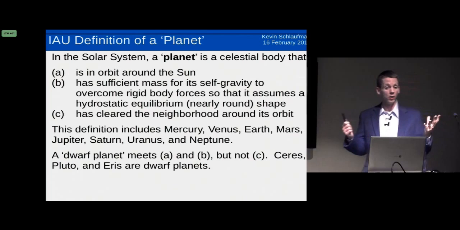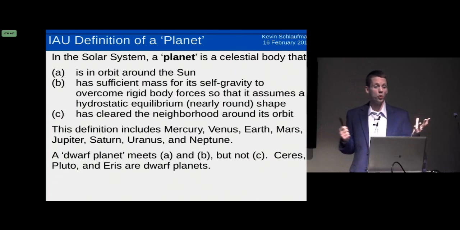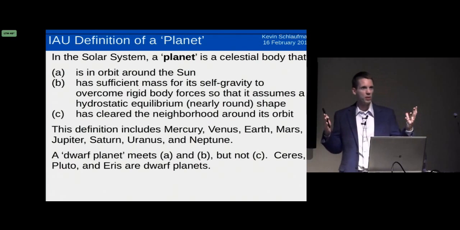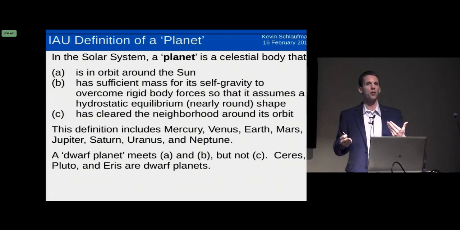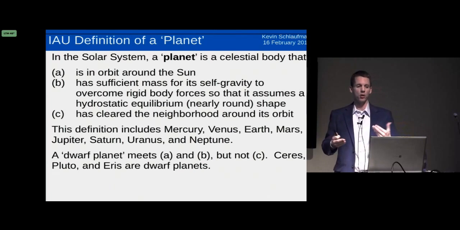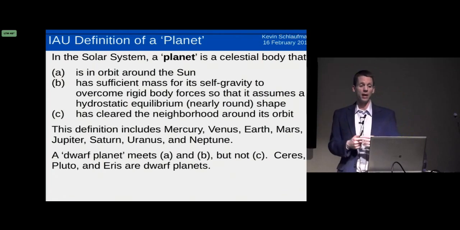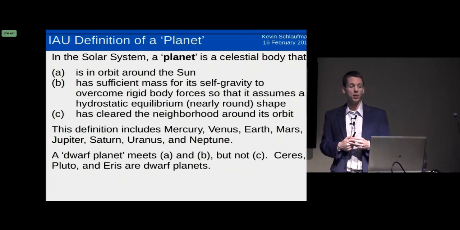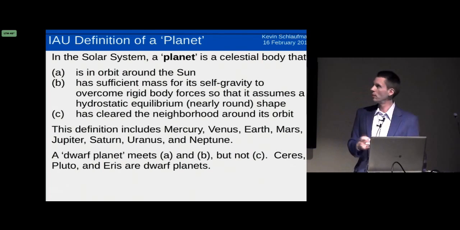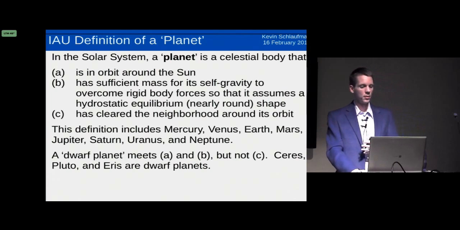So this definition includes Mercury, Venus, Earth, Mars, Jupiter, Saturn, Uranus, and Neptune, which is what people wanted. But it excludes these other things that people were finding in the outer solar system. And so instead, they called those things dwarf planets. That is, they met criteria A and B, but not C. So Ceres, Pluto, and Eris are such dwarf planets.